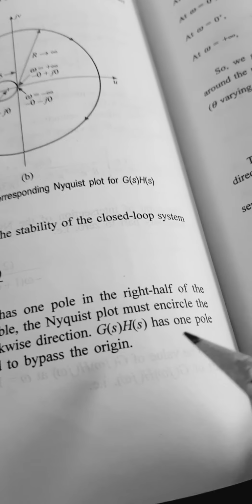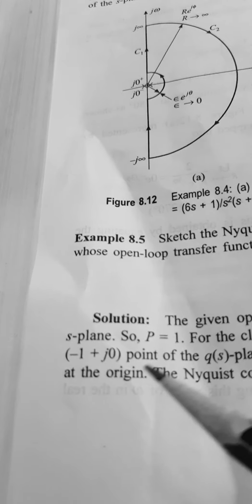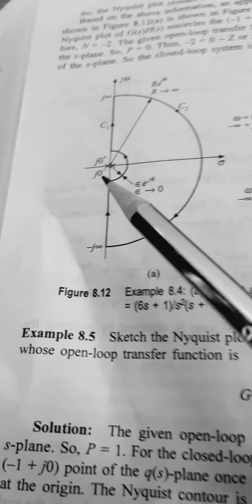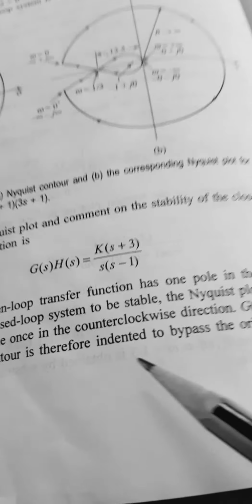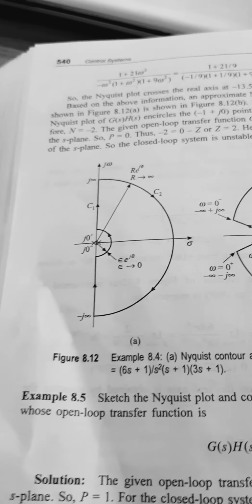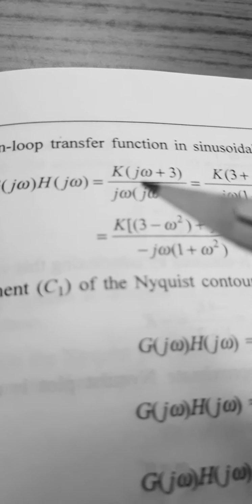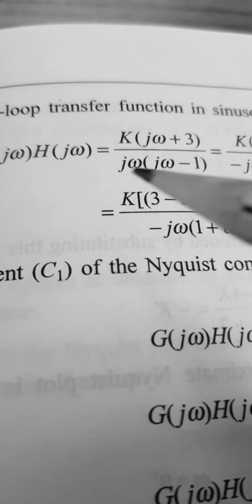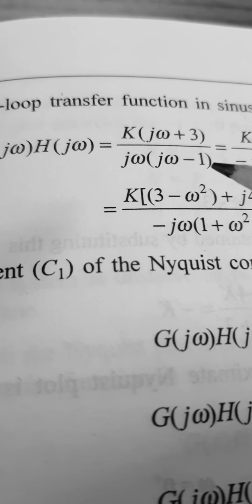G of s, H of s has one pole at the origin. There is a pole at the origin, so you should bypass that. The Nyquist contour is therefore intended to bypass the origin. So here, now we have to convert this into sinusoidal form. So you will get G(j omega) H(j omega) is equal to K (j omega plus 3) divided by j omega (j omega minus 1).